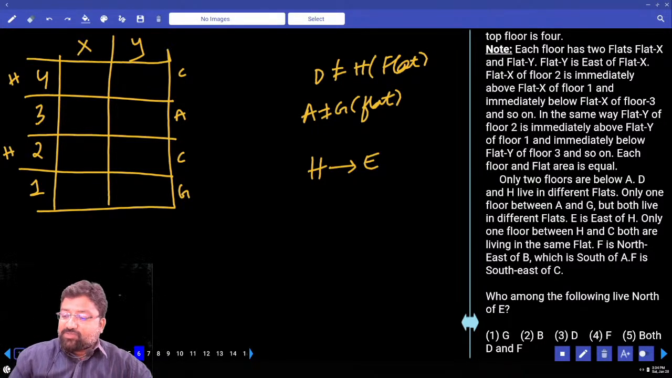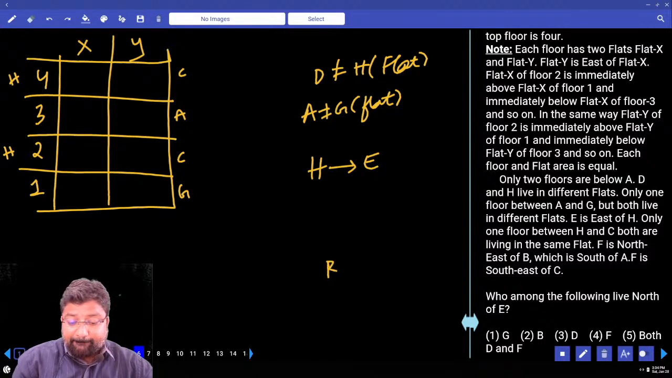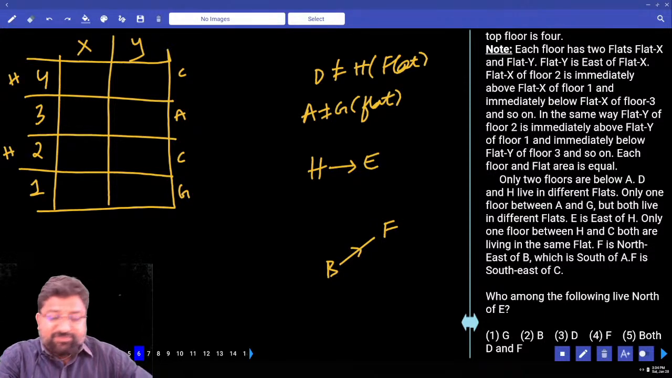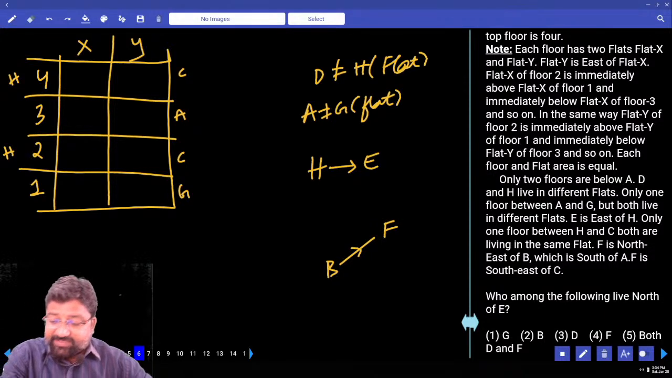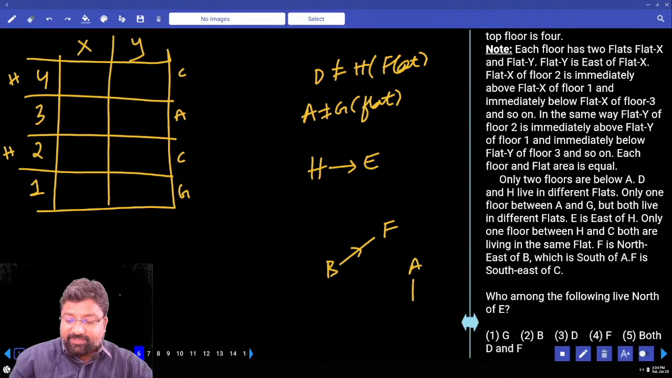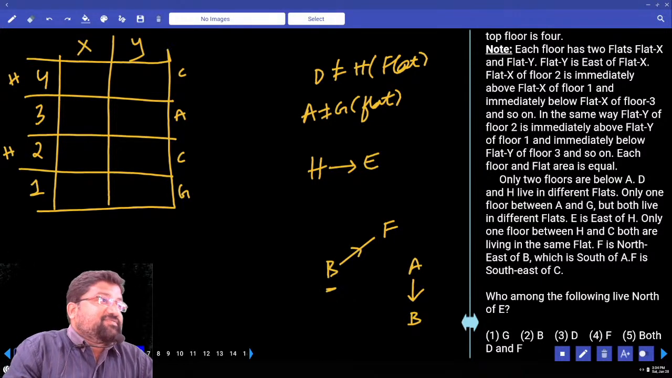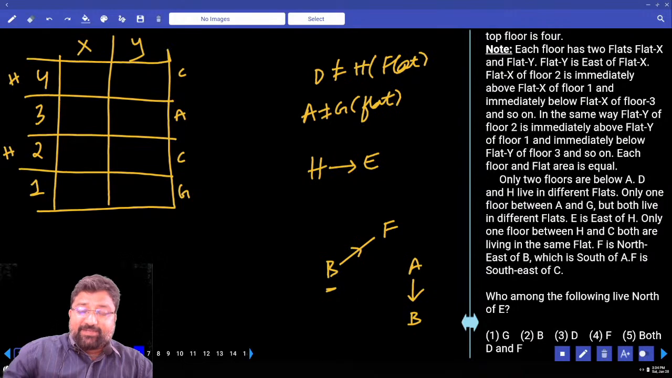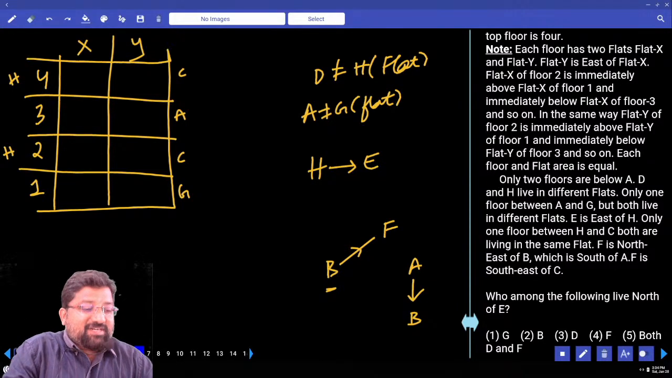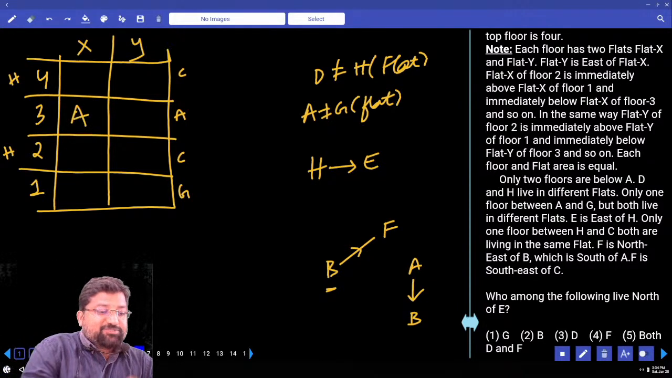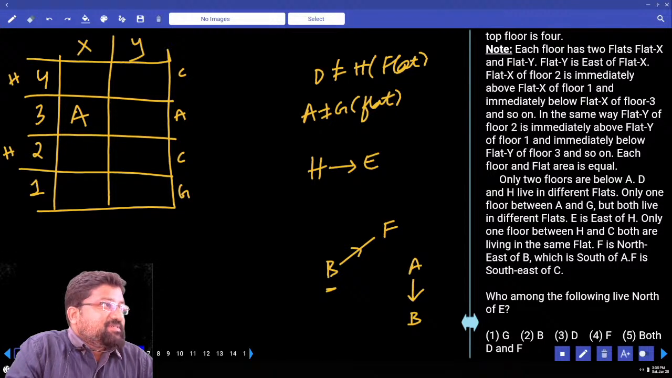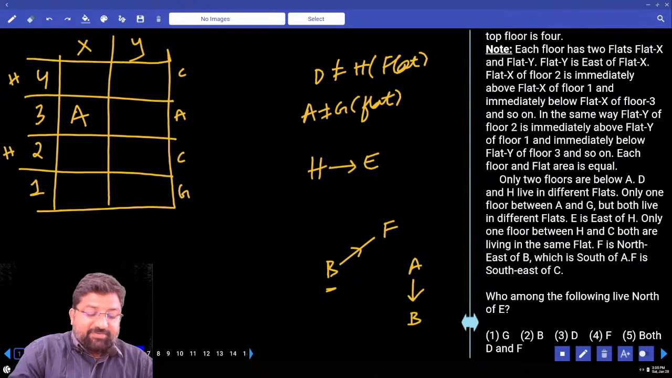F lives to the northeast of B, B which is to the south of A. Is B in flat X or flat Y? Flat X. If B is in Y, northeast is not possible. So for sure A has to be in X.